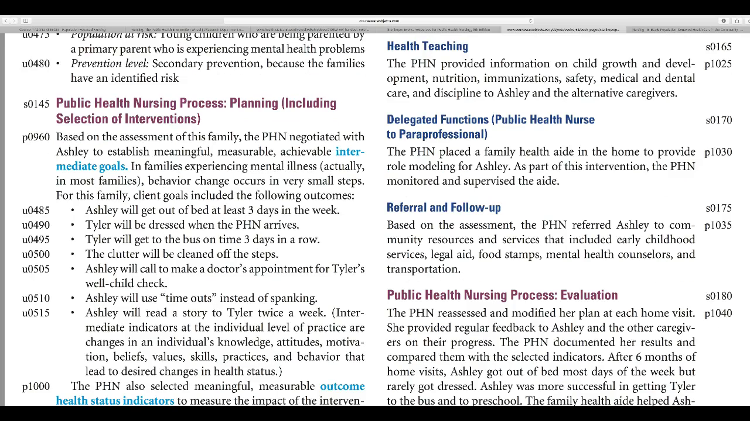Based on the assessment of this family, the public health nurse negotiated with Ashley to establish meaningful, measurable, and achievable intermediate goals, right? So if you say, I just want you to feel better, that's A, not meaningful, because what does better mean to Ashley? B, not measurable, because you can't measure what that means, and then achievable.